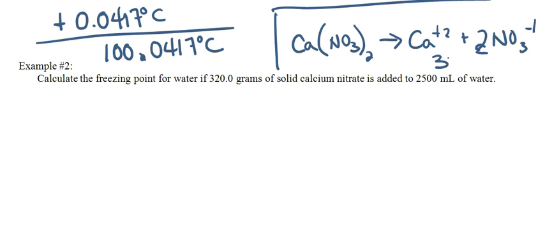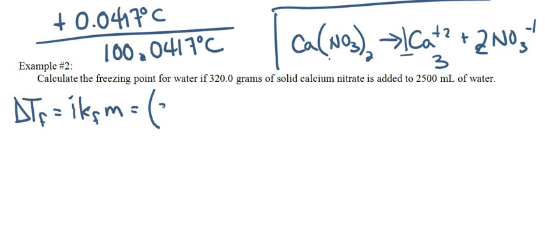All right, so coming over to my ΔT_f, and again, K_f and molality. That's an i there, my van 't Hoff factor. I go from 1 particle to 3. Again, add up the coefficients, even though there's not a 1 there. So 1 plus 2 is my 3.